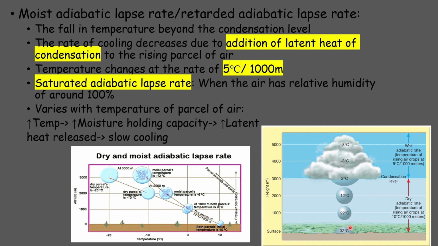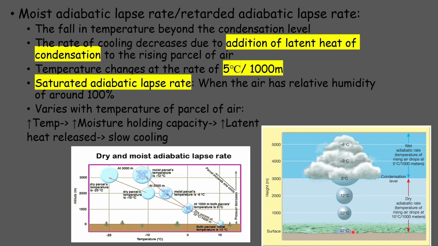Okay, so as it is rising upward, it is cooling. So on cooling, the relative humidity is increasing, and when the relative humidity reaches the level where it can convert into liquid form, that will be considered as the condensation level height. So beyond this height, the air will rise and will cool at a retarded adiabatic lapse rate or wet adiabatic lapse rate of 5 degrees Celsius per 1000 meter.